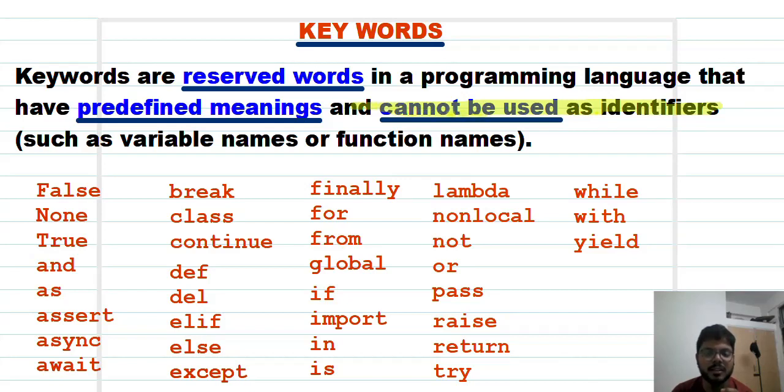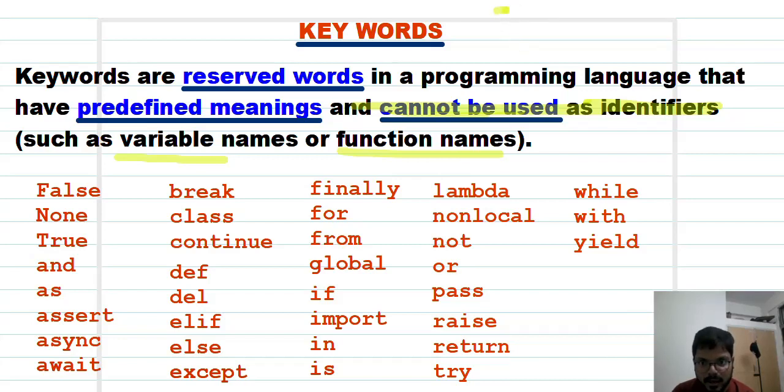What are identifiers? Identifiers are nothing but names such as variable names and function names. We will discuss what a function is in later classes. Yesterday we discussed what a variable is in lecture number 2. You can visit lecture number 2 for what is meant by a variable and the rules of naming variables.